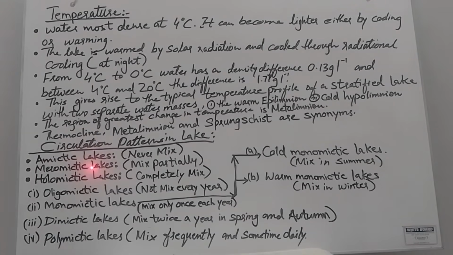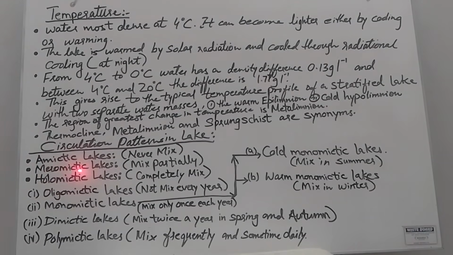There are two reasons maybe because of their partially mixing. Number one, it may be because of high water density caused by dissolved substances, or another reason may be because the lake is protected from the wind effect. Its location is protecting it from mixing. That's why that type of lakes are not completely mixed. It means they are partially mixed. That's why these lakes are called meromictic.